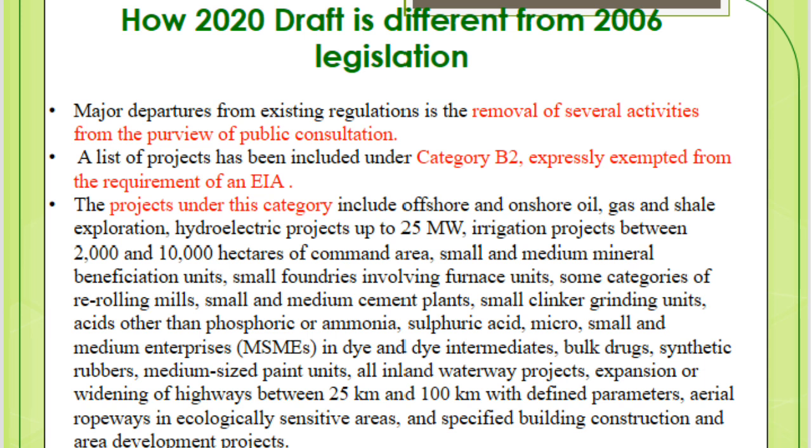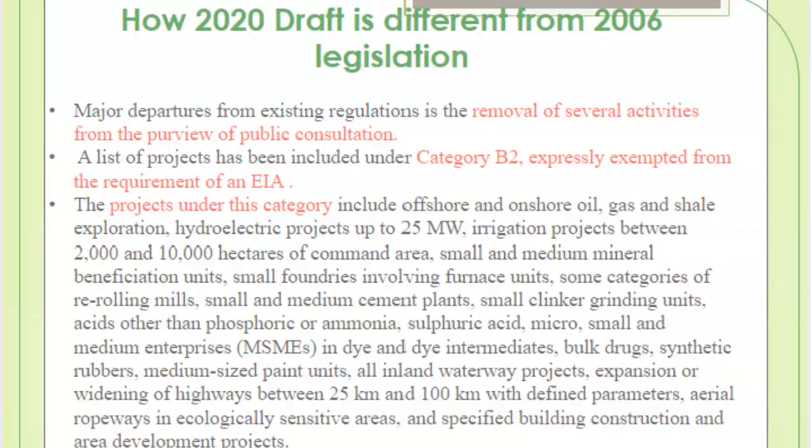some categories of re-rolling mills, small and medium cement plants, small clinker grinding units, acids other than phosphoric or ammonia sulfuric acid, micro, small and medium enterprises in dye and dye intermediates, bulk drugs, synthetic rubbers, medium-sized paint units, inland waterway projects, expansion or widening of highways between 25 km and 100 km with defined parameters, aerial ropeways in ecologically sensitive areas and specified building construction and area development projects.